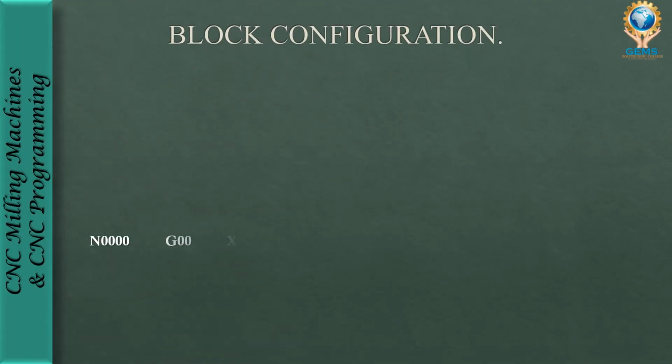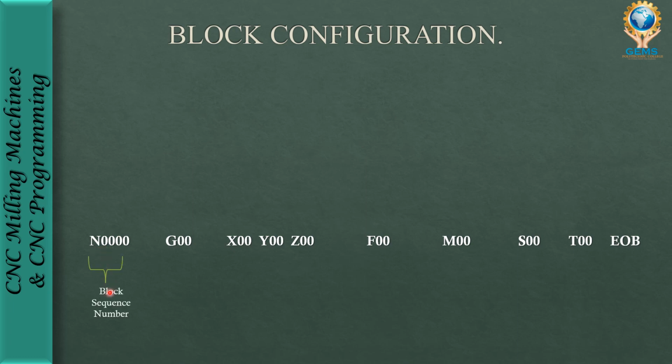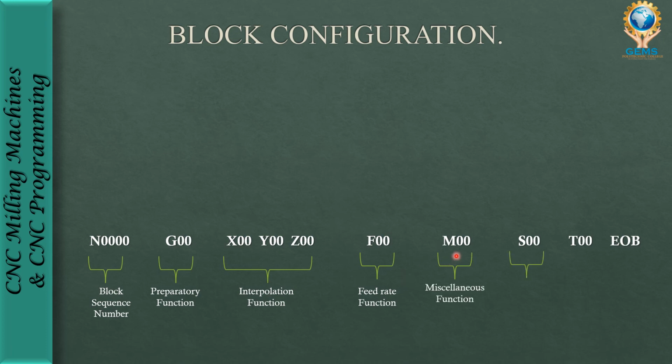Now let's come to the block configuration, how to write the CNC programming. So this is the block configuration. For example, N represents the block sequence number, G represents the preparatory function, what function has to be done, XYZ represents the interpolation function, which position to move to, F represents the feed rate function, what feed rate you have given, and M represents the miscellaneous function.